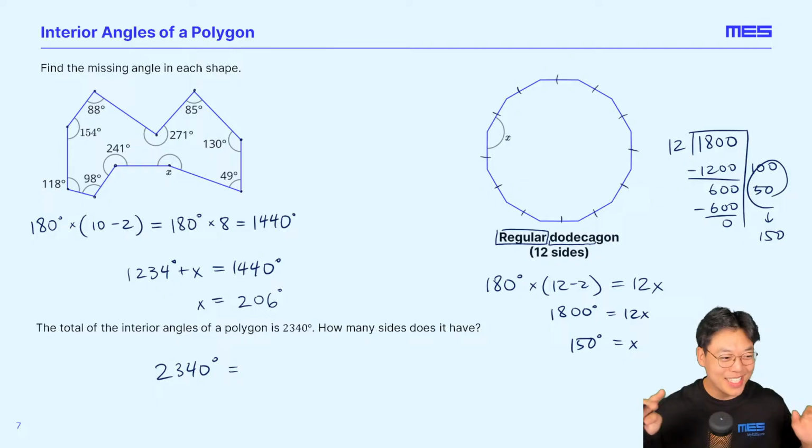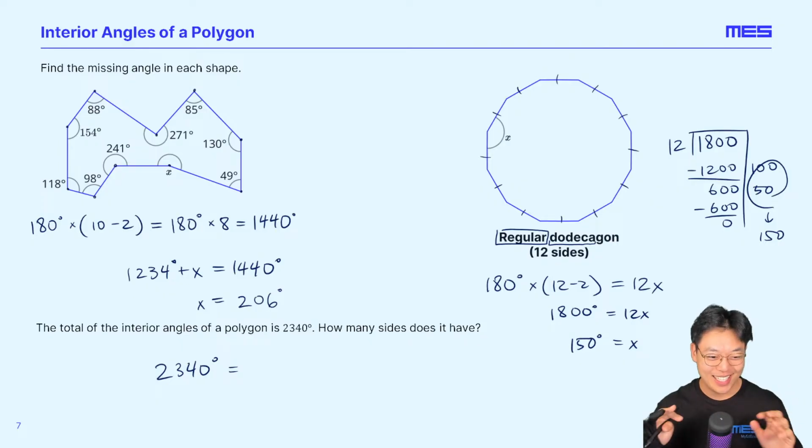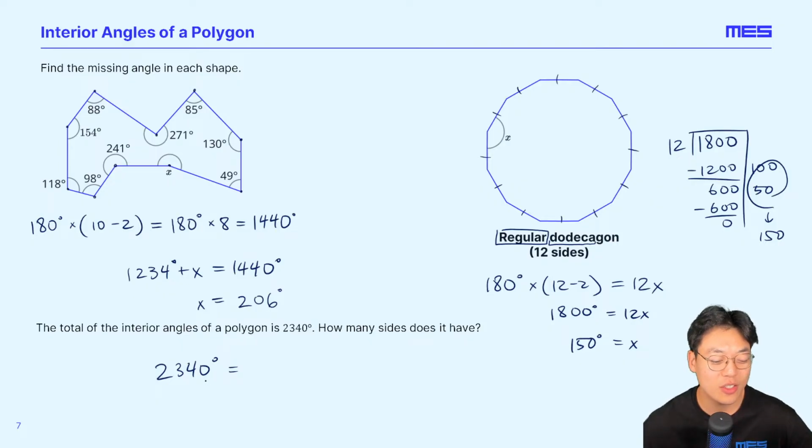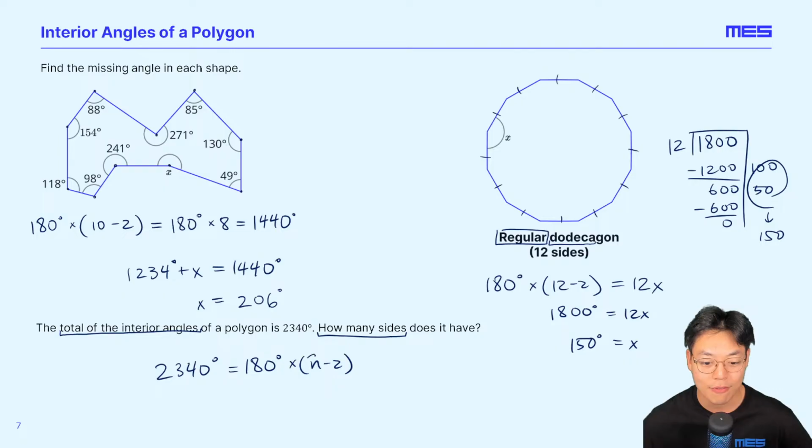I know you're frantically typing right now. You're like, we have 2,340 degrees as the total of the interior angles of a polygon. Okay, so you must have done: the total of interior angles of a polygon is 180 degrees times n minus 2. So how many sides does it have? We're looking for the n.